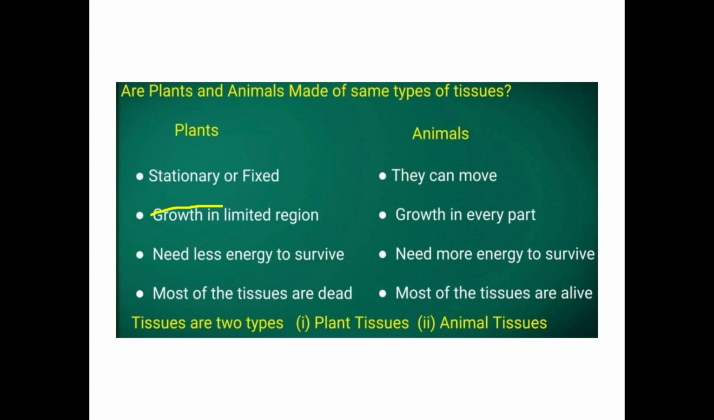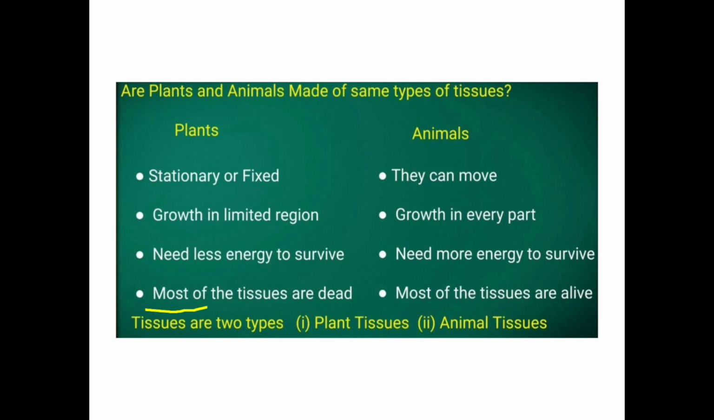In plants, these tissues are stationary or fixed, and the growth is in a limited region. But animals are not stationary. They can move, and the growth is in every part. Then in plants there is no need to use so much energy. Why? Because they are stationary, so only less energy is needed. But human beings and animals need a large amount of energy. Why? Because they are moving.